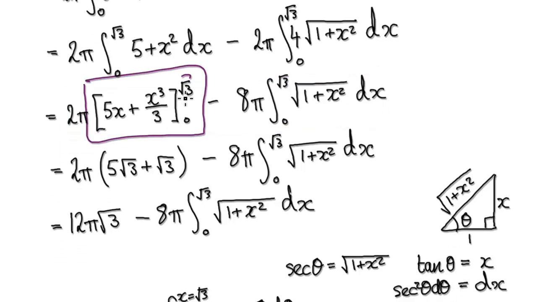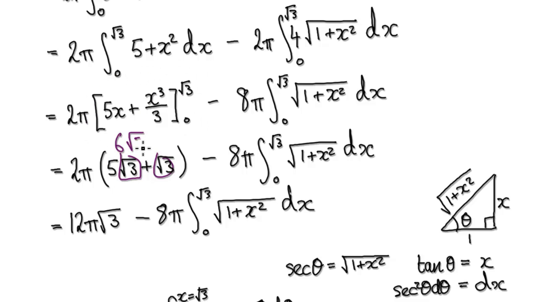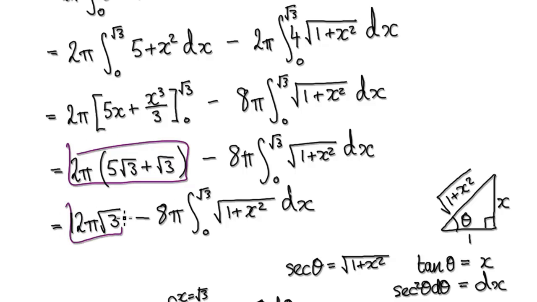So we're going to put root 3 into here. That will give us root 5. That will give us 5 root 3. Put this into here. That will then give us this thing here, and then 5 root 3 plus root 3. That would be 6 root 3, and then merge this 6 with the 2 here. That would be 12 pi root 3. So simplify this whole thing. It will then give you this thing here.